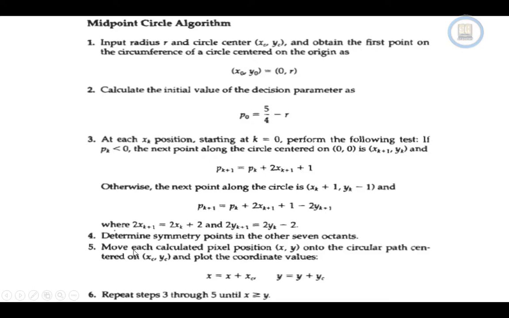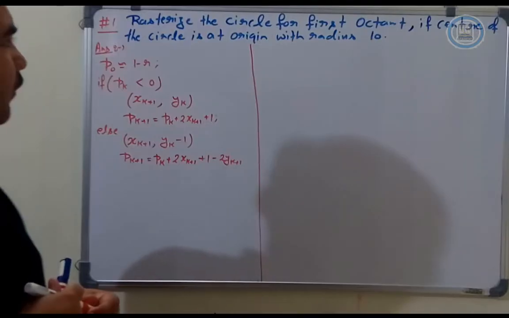In the next step, the pixels which we have calculated based upon the center of the circle at the origin, we will shift these pixel values to the center value with the help of this equation, that is x equal to x plus xc, y equal to y plus yc. And we can repeat step number 3 to step number 5 until x is greater than or equal to y. Then we need to stop the algorithm.